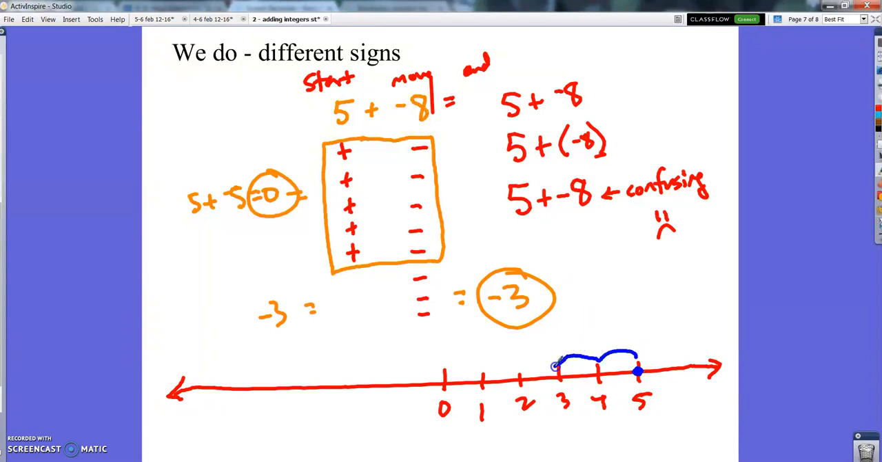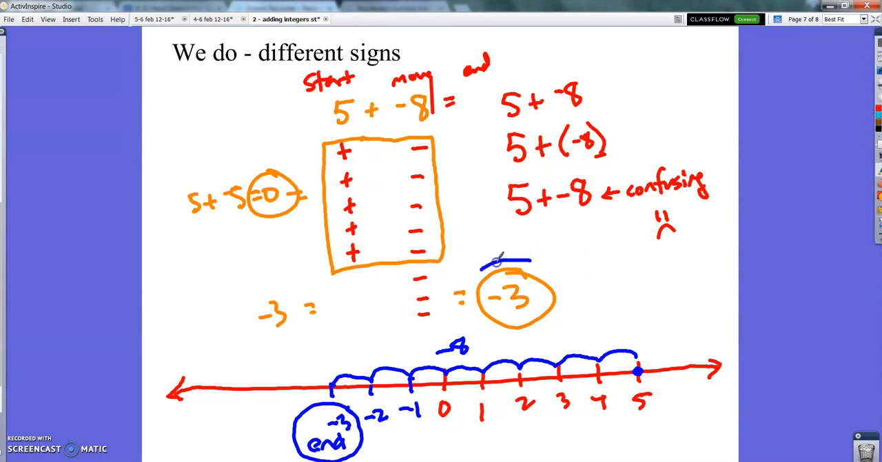1, 2, 3, 4, 5, 6, 7, 8. So there I was just going to write all together: that's negative 8, 8 moves in the negative direction. Let me count and make sure. 1, 2, 3, 4, 5, 6, 7, 8. Got it. And so I end at negative 3. So negative 3 is my answer, just like it was with the other strategy. 5 plus negative 8 equals negative 3.